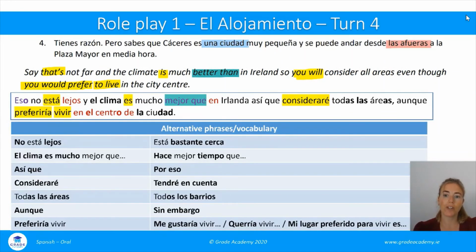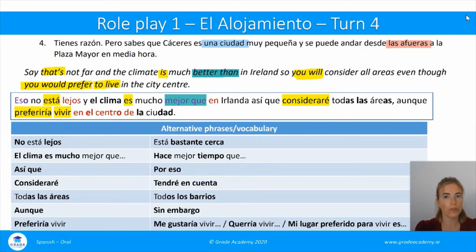And here's some alternative phrases on vocabulary. So instead of no está lejos, you could say está bastante cerca. So again, it's not far, or that's quite close. El clima es mucho mejor que, you could say hace mejor tiempo que en Irlanda. Así que could be substituted with por eso. Consideraré, you could say tendré en cuenta.